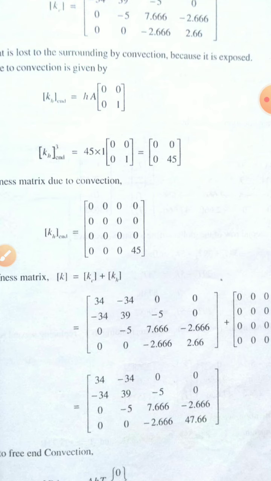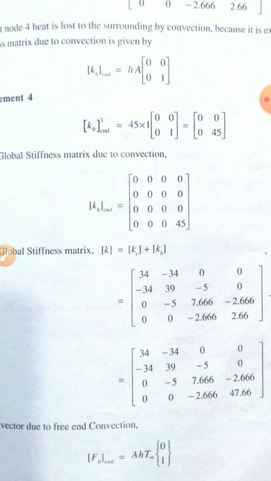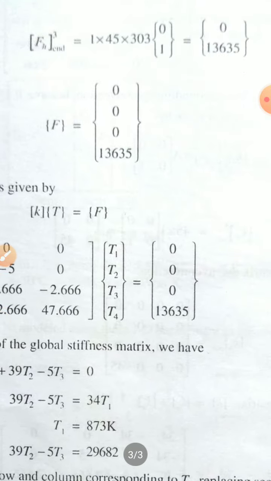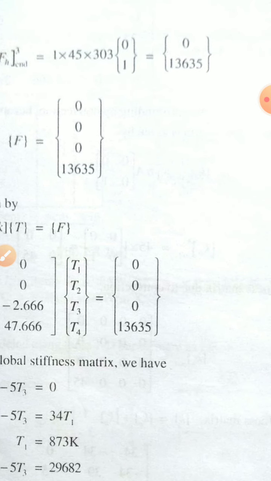Similarly for the bar elements, we are going to write the free end convection force vector, which can be written as Fh end is equal to A h T infinity times the vector 0 1. A is the cross sectional area, h is the heat transfer coefficient, T infinity is the surrounding temperature. Just substituting, we get the force vector Fh end as 0, 13,635. Now the global force vector F, of size 4 by 1, has only one column, with 4 elements.